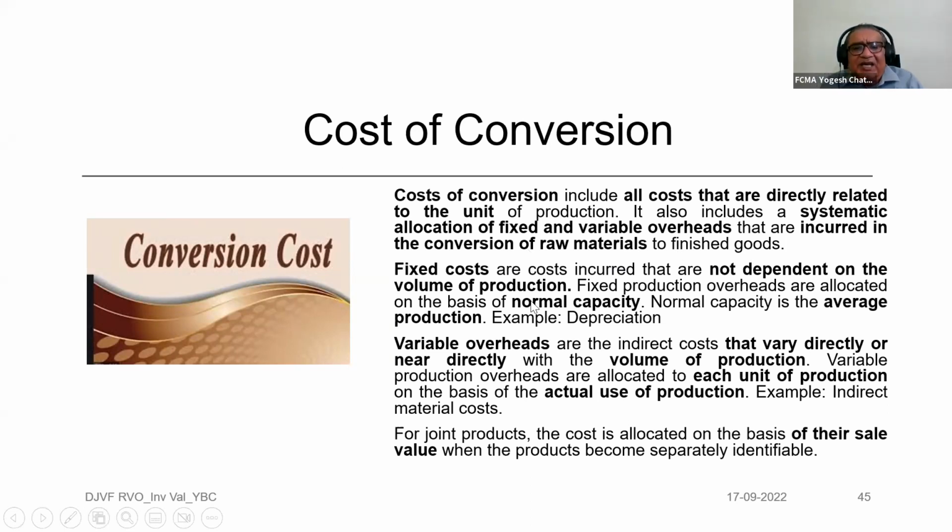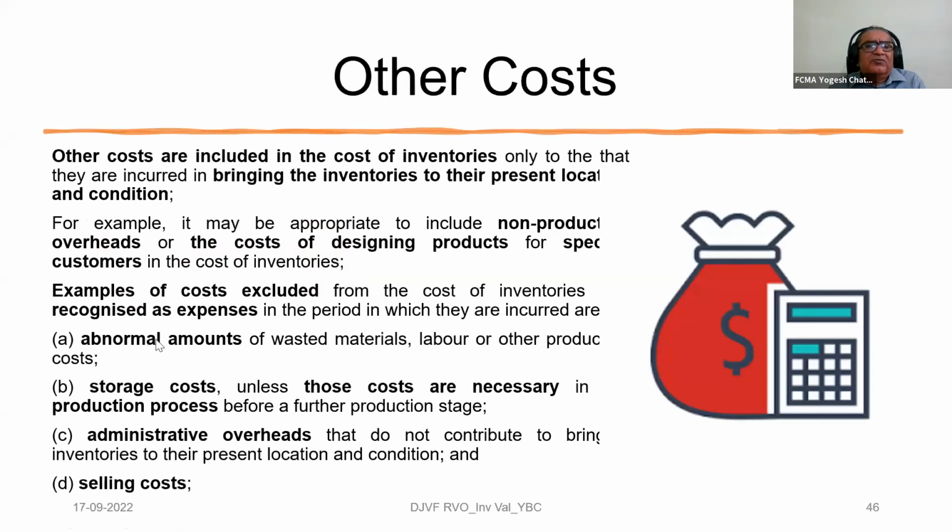And as we are aware, there are fixed costs and variable overhead. So how to take the allocation of fixed cost and variable overhead at different stages? That guidance is given here. And these are the other costs. Other costs will include abnormal amount of wasted material or labor or other product cost, storage cost unless those costs are necessary in the production process, administrative overhead that does not contribute to bring inventory to its present location and condition, and the selling cost. So these are examples of other costs.